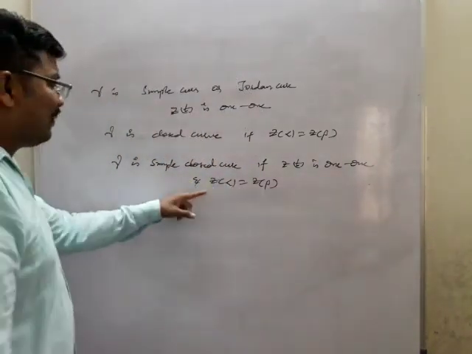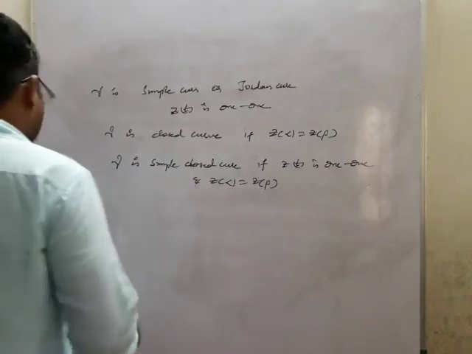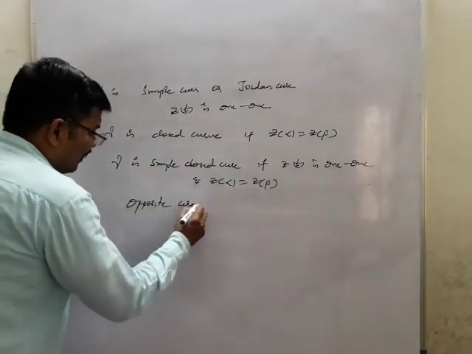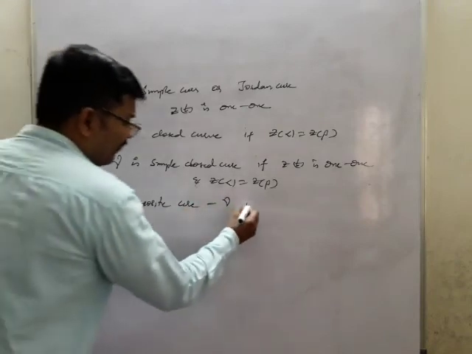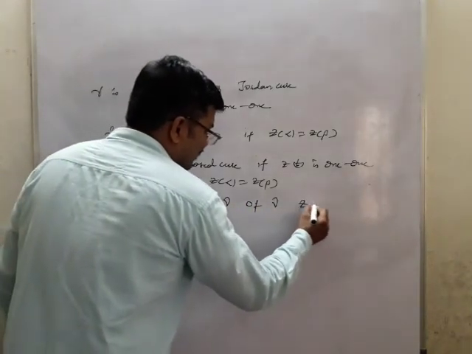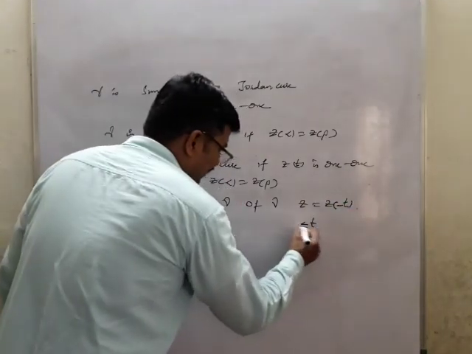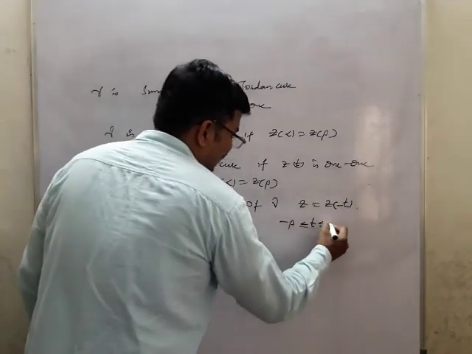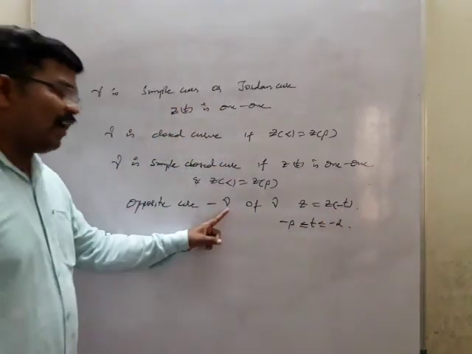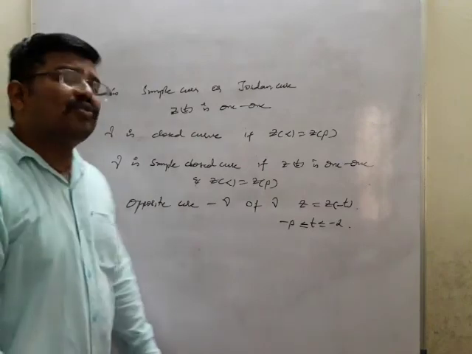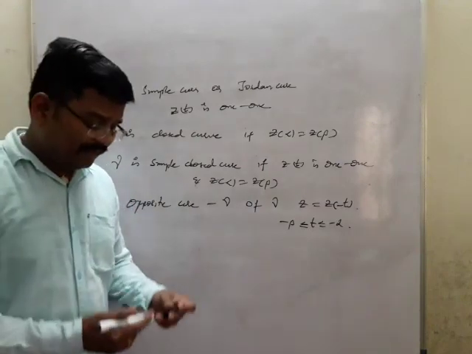Okay, now this is what we have discussed. And the opposite curve, minus gamma, is defined as z is equal to z of minus t, where t is greater than or equal to minus beta and less than or equal to minus alpha. This is the opposite of gamma.